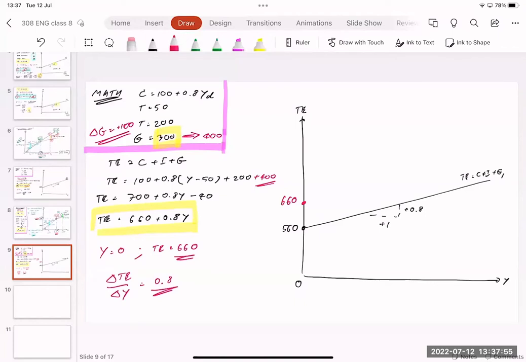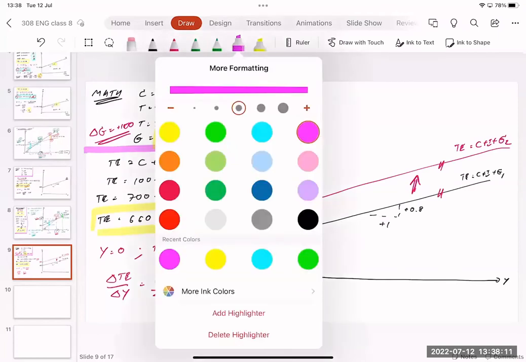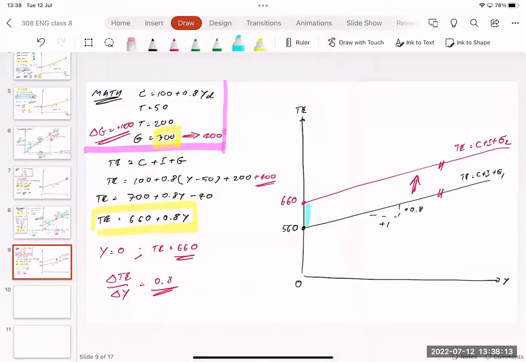The starting point changes going up. It means that the whole curve shifts up parallel. This is the new TE, TE equals C plus I plus G2. The curve shifts up parallelly. The gap that the curve shifts, here, equals delta G, equal to 100.